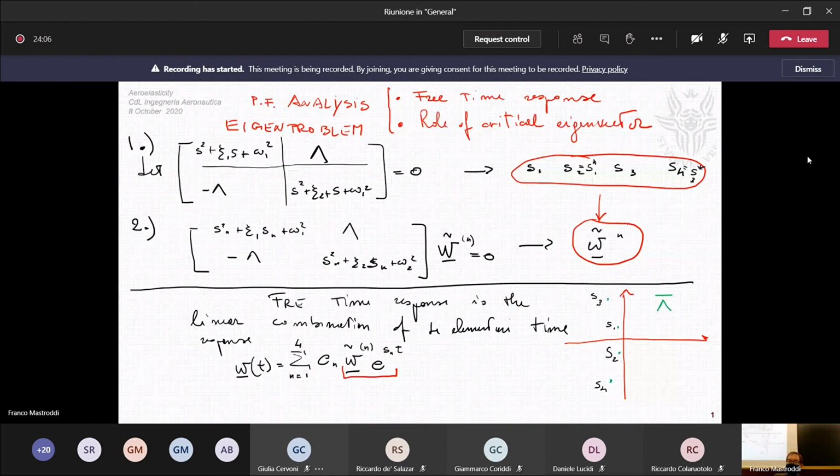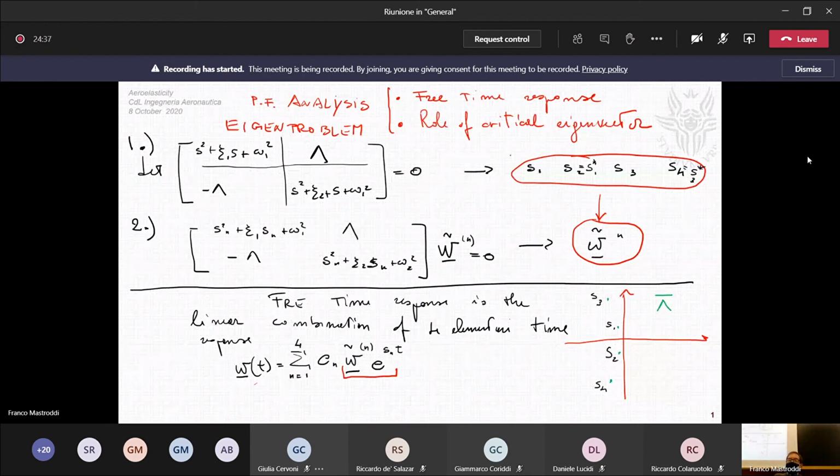Is this vector here. W tilde is this vector here. Please distinguish this W as a function of t with this W tilde n. W tilde n is a vector of complex number, period. And what I am stating here is that the general time solution is a combination of this vector by this. First comment.